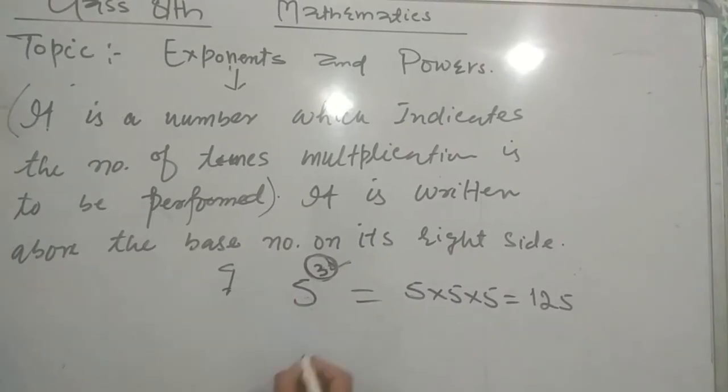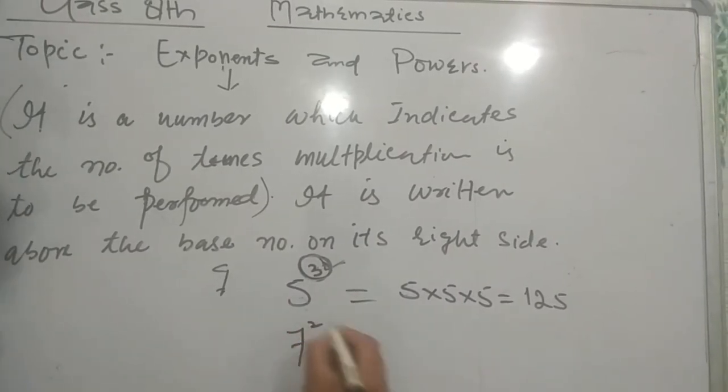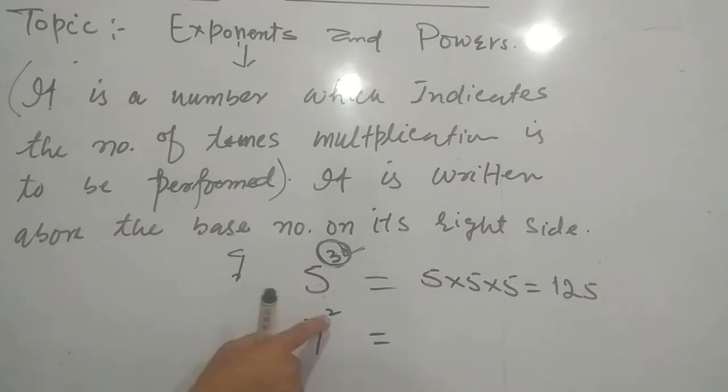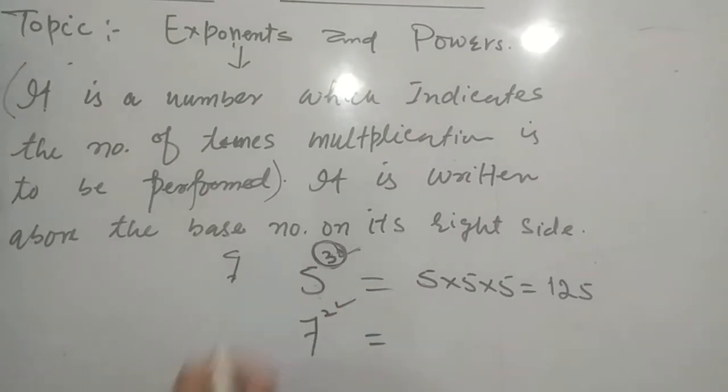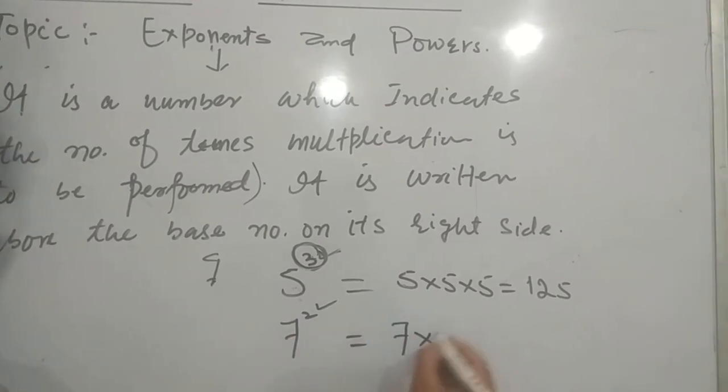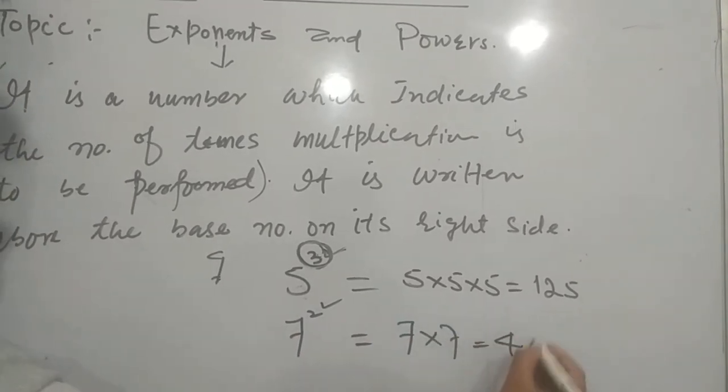और नेक्स्ट एग्जाम्पल में हम देख सकते 7 raised to power 2. Here 7 is the base and 2 is called the exponent or the power. 2 indicates here 7 is multiplied 2 times, means 7 into 7. We get 7 7s are 49.